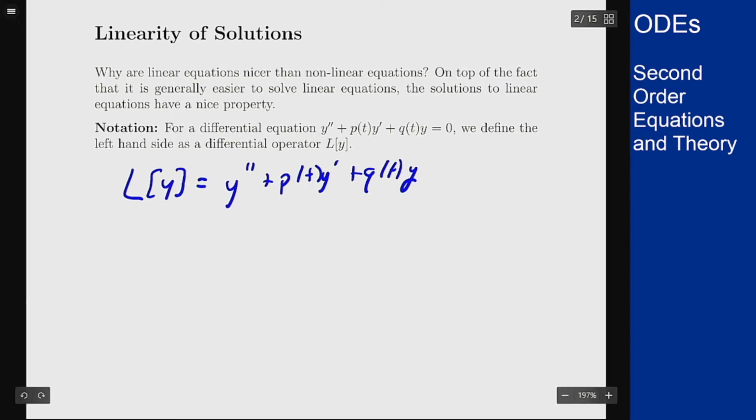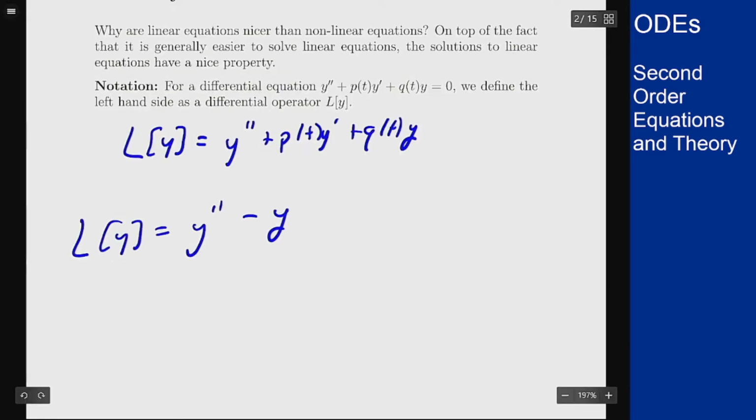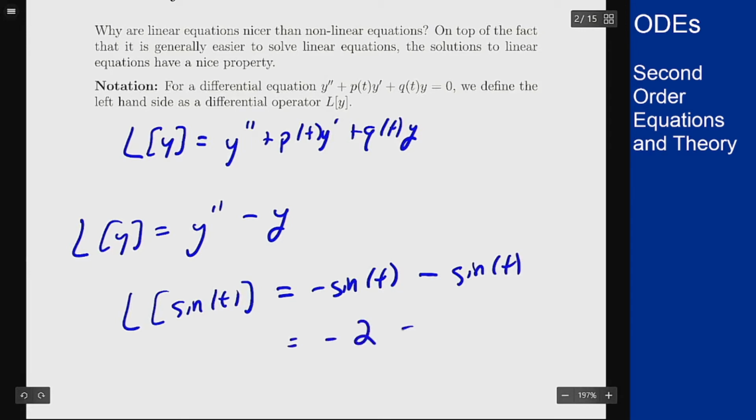As a side example, if I define L of y to be y double prime minus y, a simpler operator, I can then say that L of sine of t is, plug it in, take two derivatives, that gets me negative sine of t, minus y itself is another copy of sine of t, so this is minus 2 sine of t. So this gives us a simpler way to write just the one side of the equation.